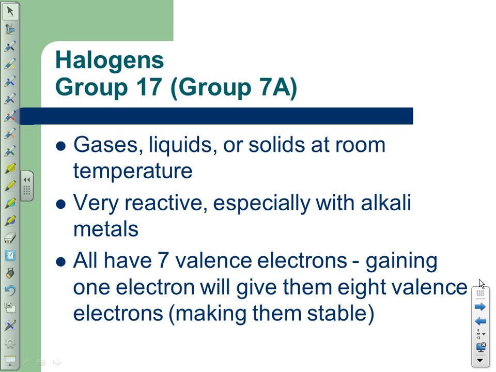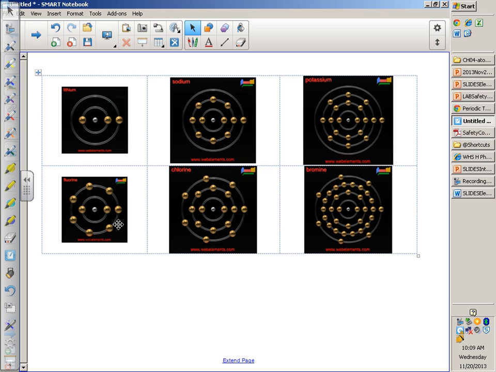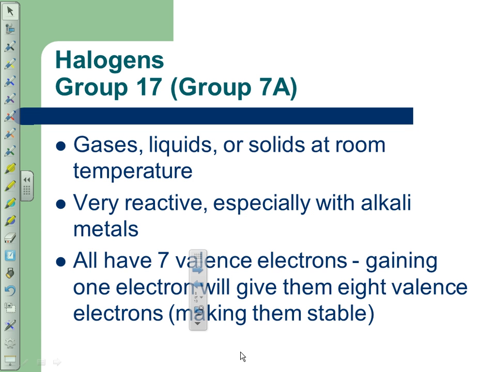But one thing that they do have in common is that they are very reactive, because when you draw Bohr models, or if you look at electron configurations for these elements, they have 7 valence electrons. The Bohr models that were on the front of your outline, the ones at the bottom, these are all halogens. They're all group 17. And if you look at their outer ring, they all have 7 valence electrons. So they're pretty close to having 8. That's why they are very reactive. They are looking to gain that last electron that makes them stable. Okay?